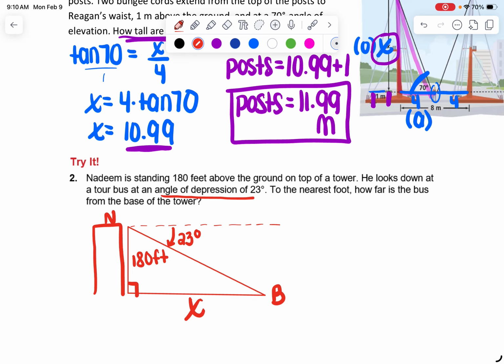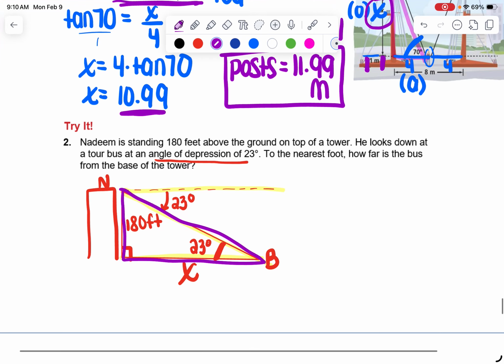So the first thing I want to do is locate that angle of elevation. What you need to think is this is your transversal, this is one of your parallel lines, and this is your other parallel line. Your alternate interior angle is going to be right here, and that's going to be 23 degrees. So now I'm just going to look at this triangle specifically. 23 is my reference angle, opposite is going to be 180, and that's going to be my adjacent side here.